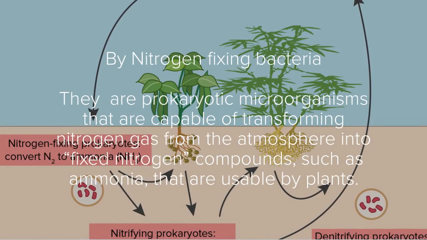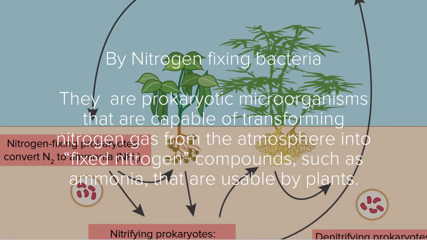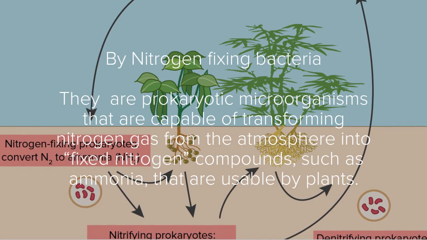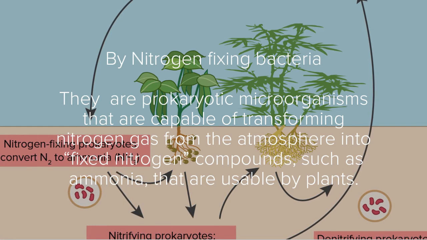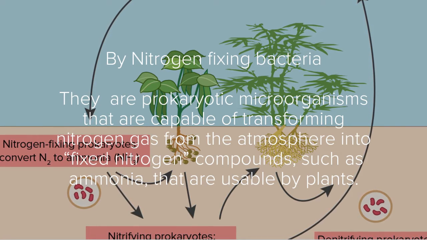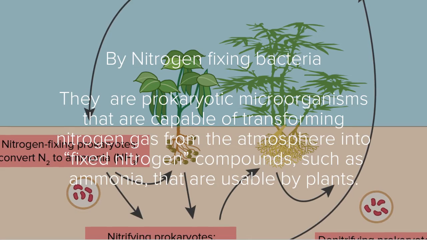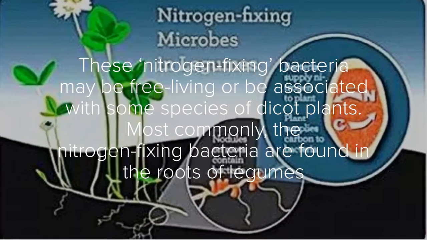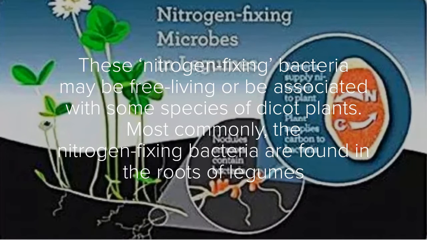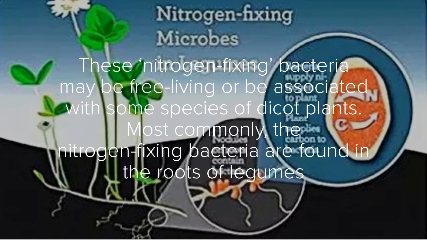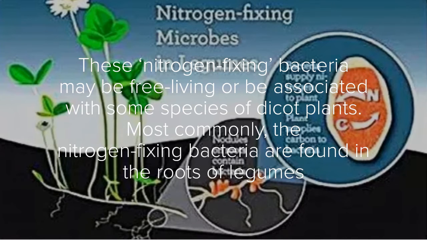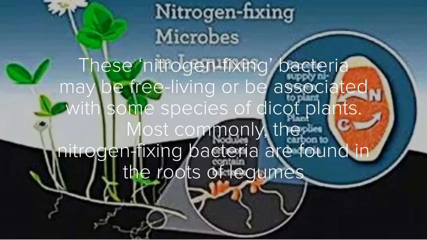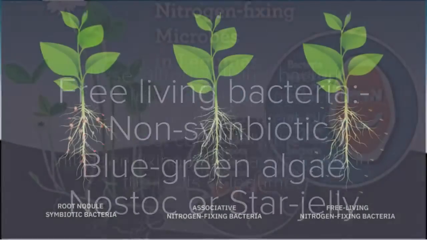By nitrogen fixing bacteria. Nitrogen fixing bacteria are prokaryotic microorganisms that are capable of transforming nitrogen gas from the atmosphere into fixed nitrogen compounds such as ammonia that are usable by the plants. These nitrogen fixing bacteria may be free living or be associated with some species of dicot plants. Most commonly, the nitrogen fixing bacteria are found in the roots of legumes.